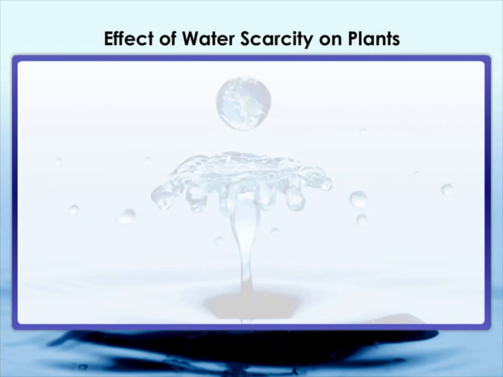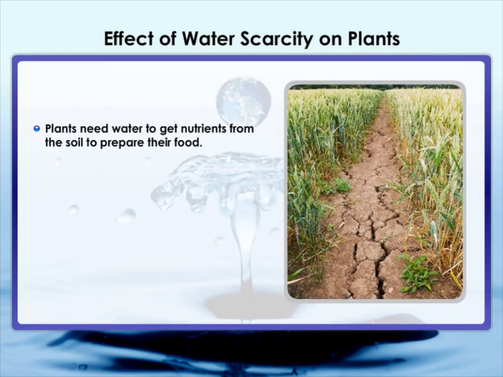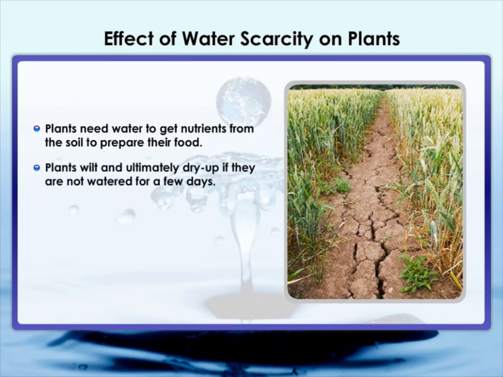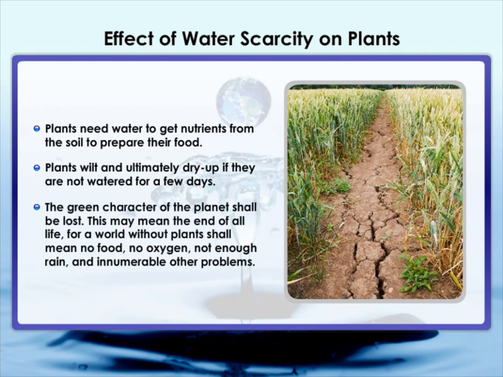Effect of water scarcity on plants. Plants need water to get nutrients from the soil to prepare their food. Plants wilt and ultimately dry up if they are not watered for a few days. The green character of the plant shall be lost. This may mean the end of all life, for a world without plants shall mean no food, no oxygen, not enough rain, and innumerable other problems.